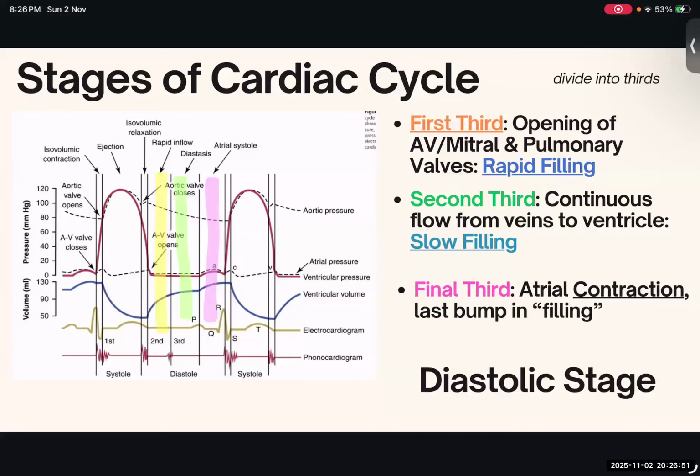Very simple, very beautiful. Now, if you're looking at the ventricular volume down here, you can see why we call them fast and slow, okay? The ventricular volume is going to increase very quickly in the first third, okay? It's going to increase slowly in the second third, and then in the final third of diastole, atrial contraction, you'll see a small bump. This is the remainder of the blood being pushed out.